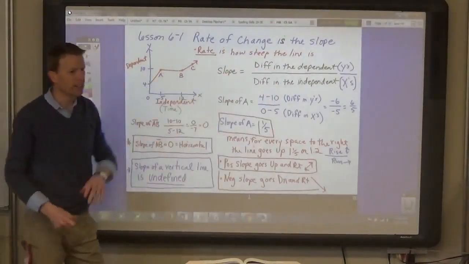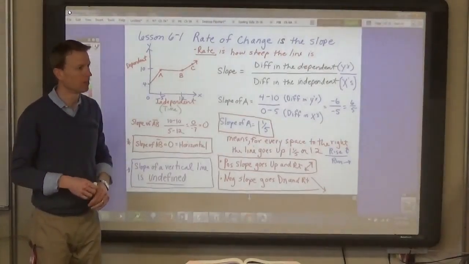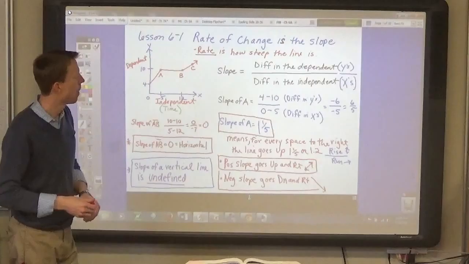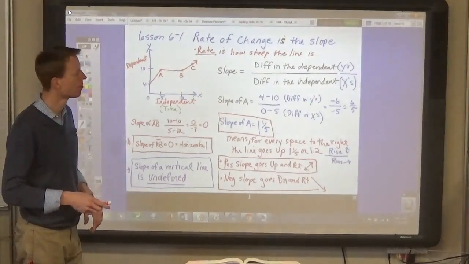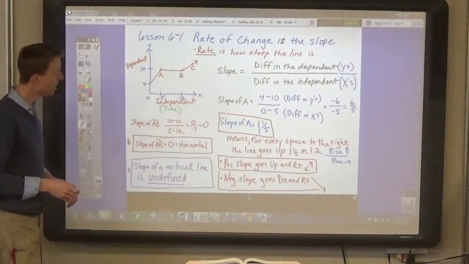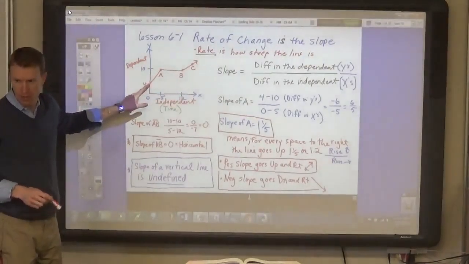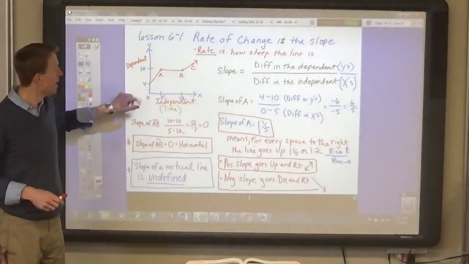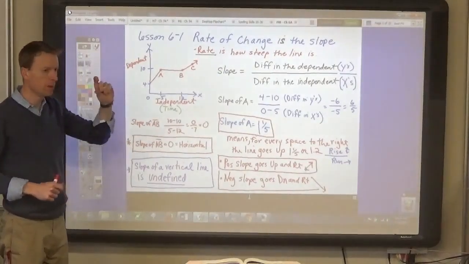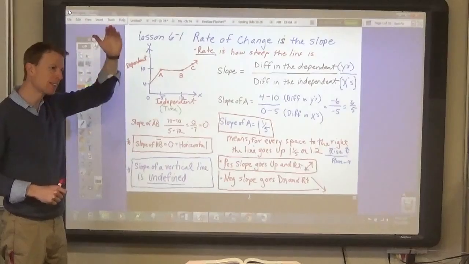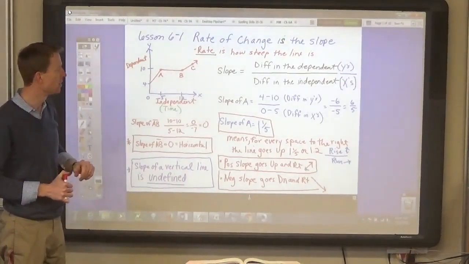And what is the rate? What does that refer to? Rate is how steep the line is. Okay. And the rate of change is how much it changes. Yeah, exactly. So we're talking about a line on a graph when we're talking about the slope. And the rate is the number of how it changes, how fast it changes, how steep the line is.